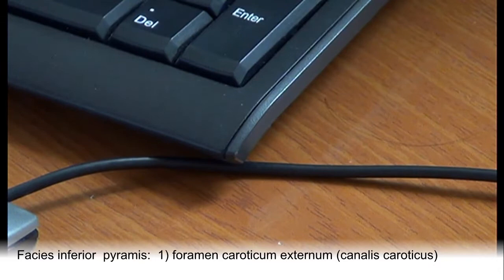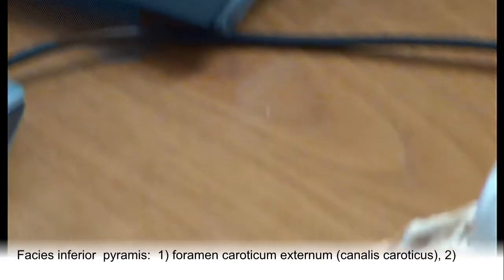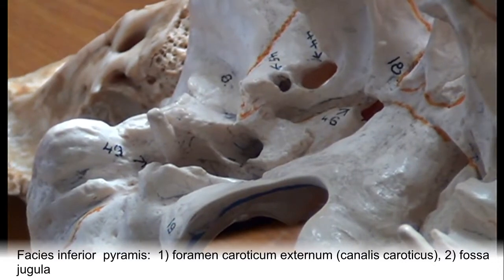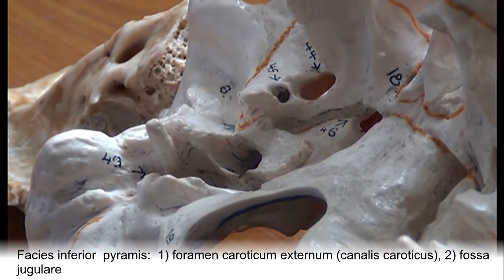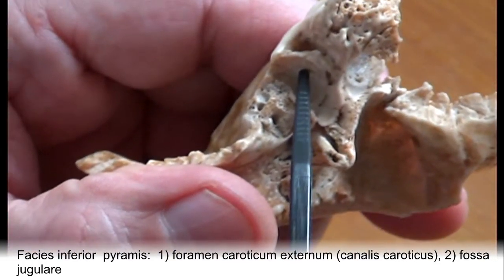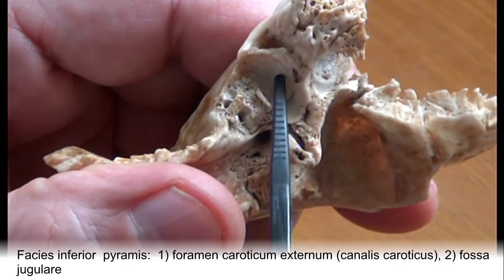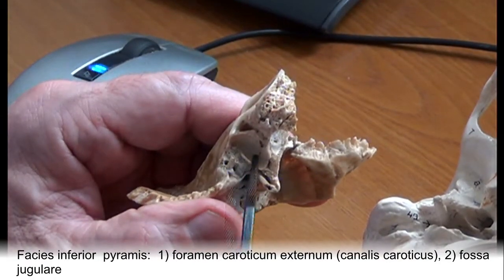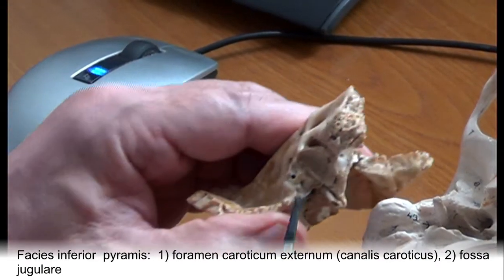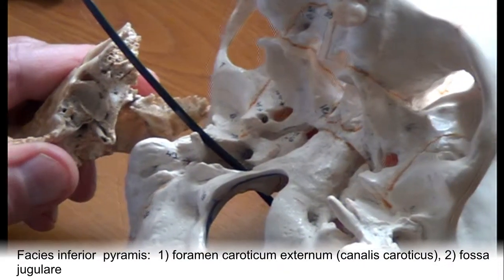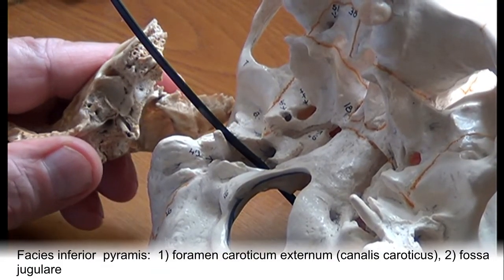Foramen caroticum externum, number one. And number two, fossa jugulare. So, here it is, fossa jugulare. And here, foramen jugulare. Fossa jugulare and foramen jugulare.